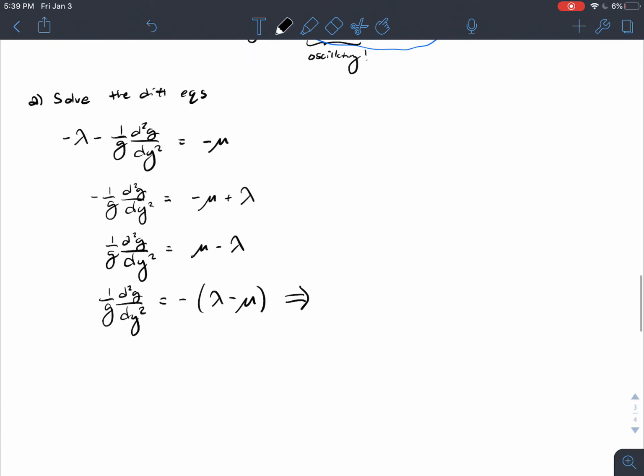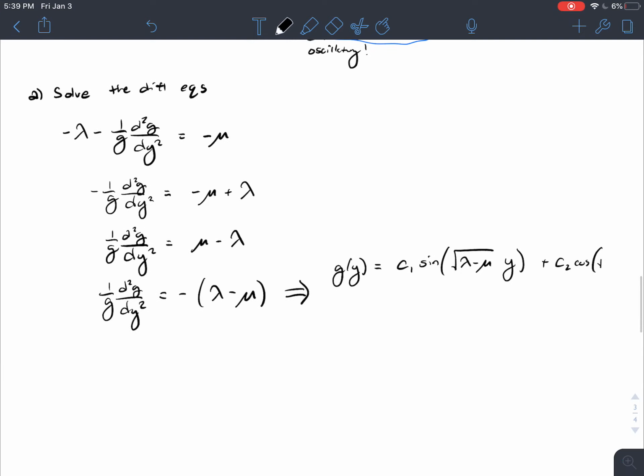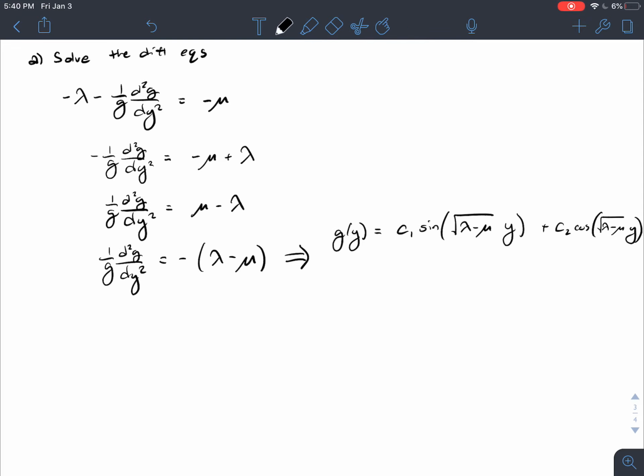Now this specific line right here can be solved into its oscillatory forms. So our function is going to look something like this: square root lambda minus mu times y plus c2 cosine, running out of room, square root lambda minus mu y, okay? And then if we apply our boundary conditions, just Dirichlet boundary conditions, so non-derivatives, right? We're told that c2 must be equal to zero. And then we're told that at L, we're going to also be equal to zero.